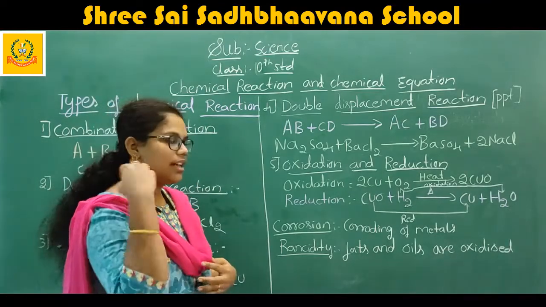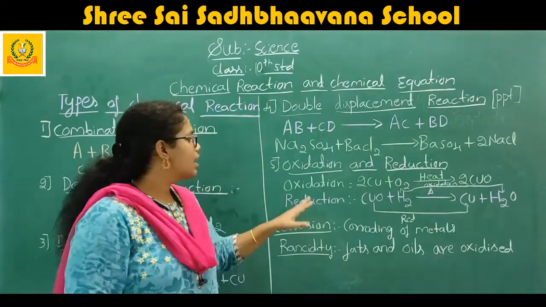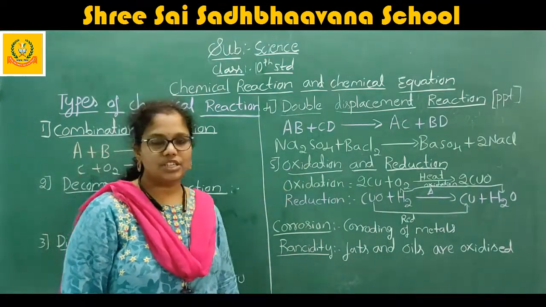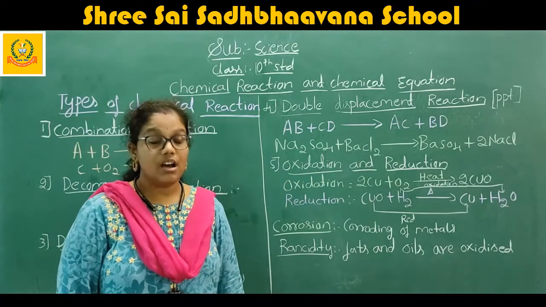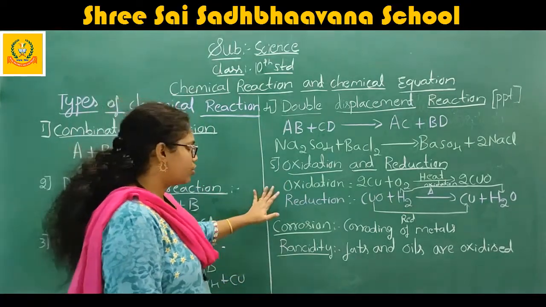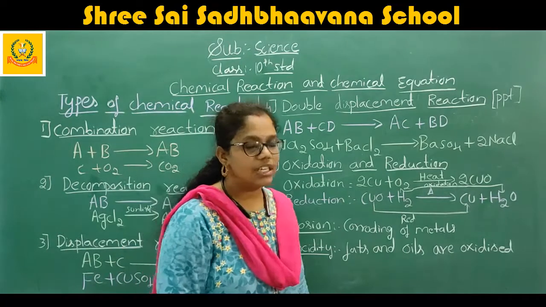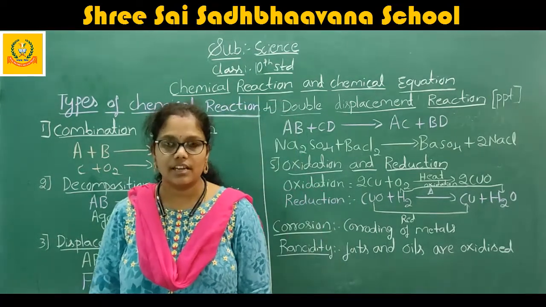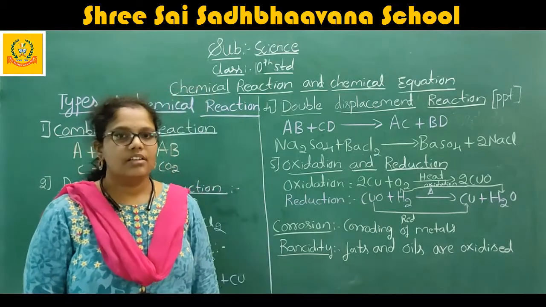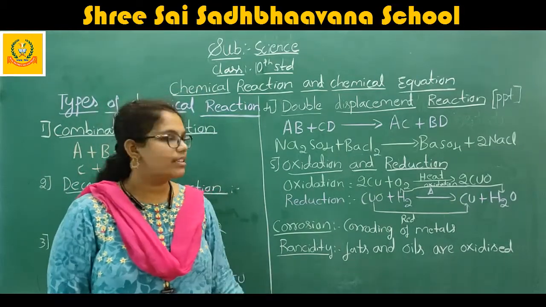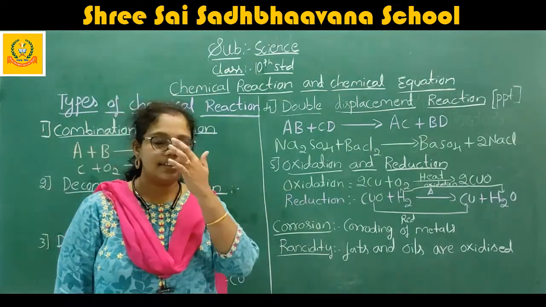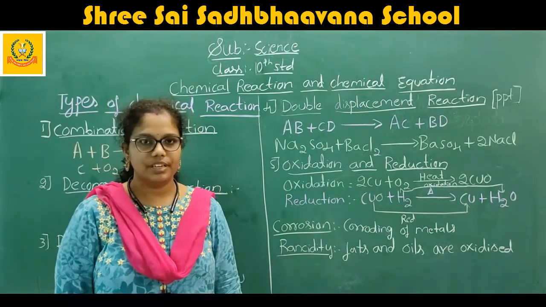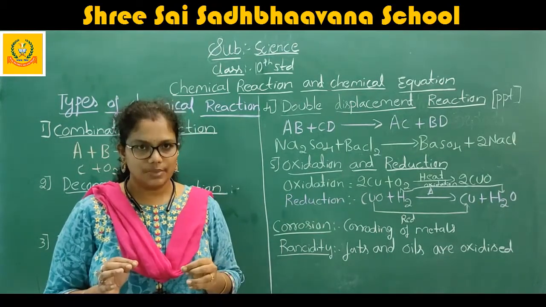And the last type of chemical reaction is the oxidation and reduction reaction. Oxidation and reduction reaction, we also call it a redox reaction. What does this redox reaction mean?